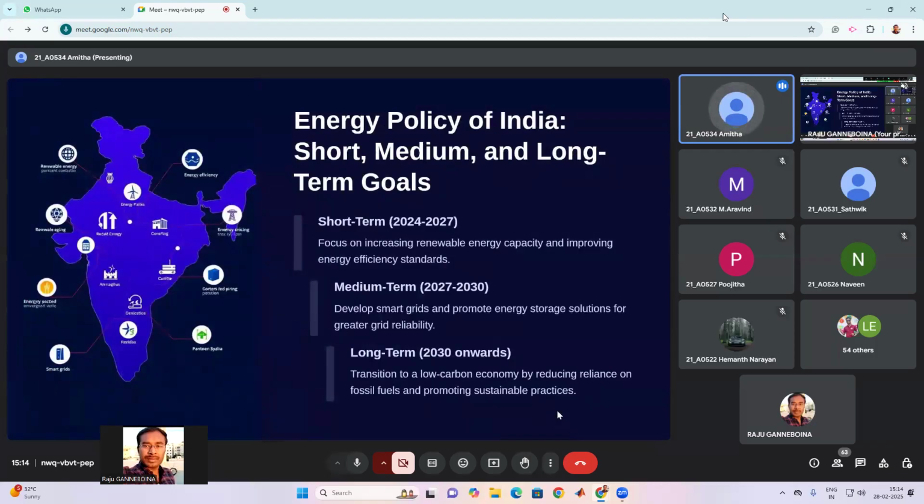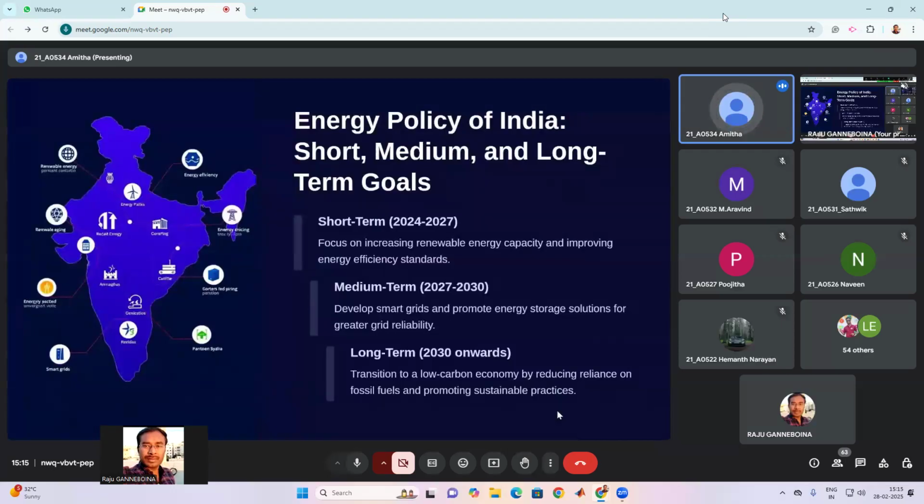It provides different types of goals, like short-term goals. These short-term goals are nothing but quick and achievable improvements that do not have major disruptions. There are different goals like expanding the renewable energy capacity, particularly in solar and wind power. And in the short term, we can even enhance energy efficiency standards across industries, appliances, and buildings.